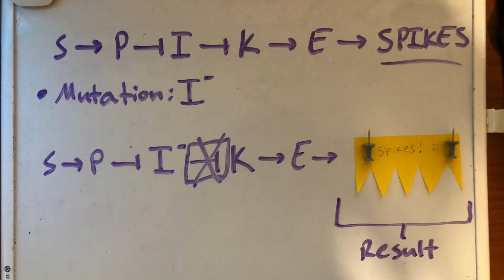Thirdly, here we have an I- mutation where the I enzyme is no longer functional. So we have S will promote P, and P will inhibit I, but since I is already non-functional, it doesn't really matter. It's kind of redundant. So K is allowed to promote E, and E promotes spikes. So spikes will be formed in this scenario.